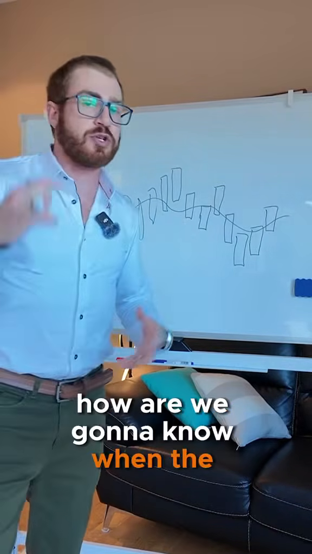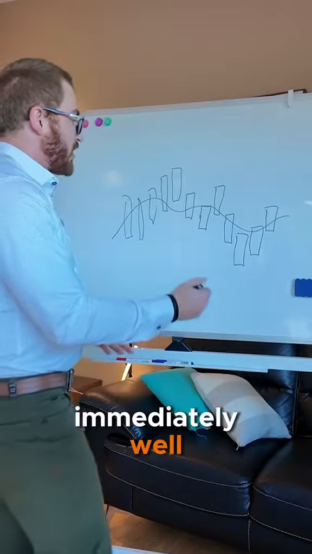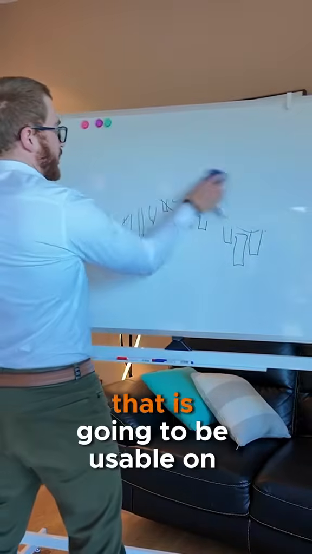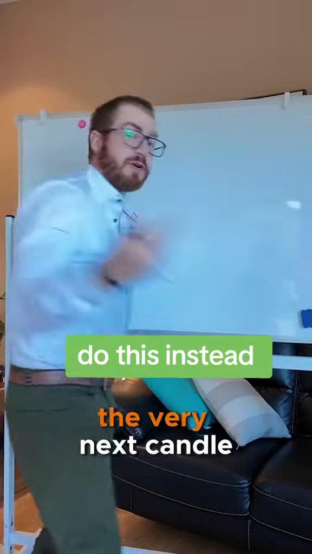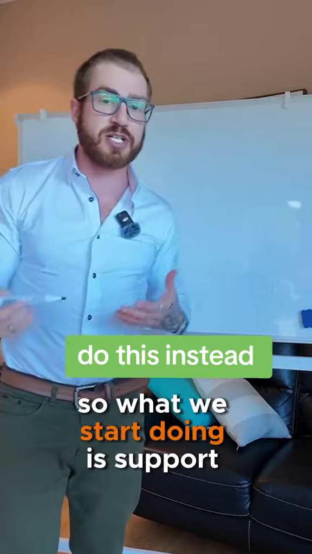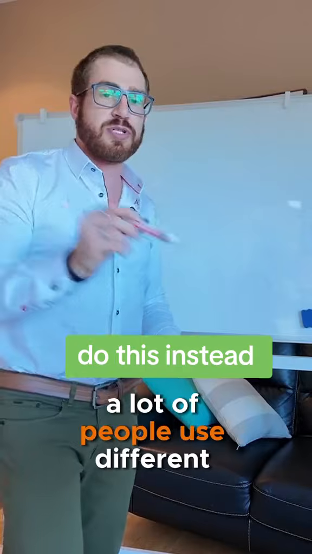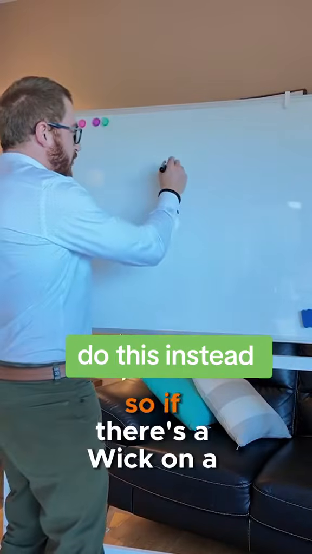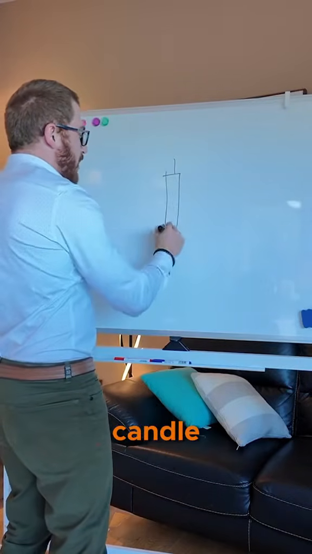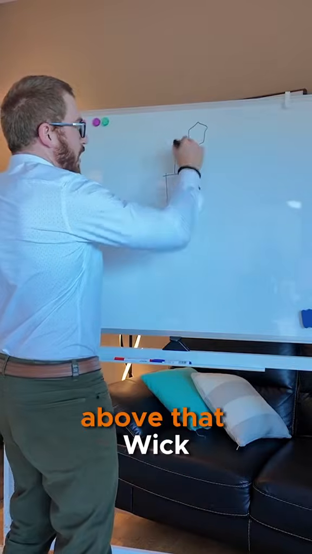So how are we going to know when the trend actually changes immediately? Well, we need to devise a system that is going to be usable on the very next candle. So what we start doing is support and resistance. We start doing structure breaks and whatnot. A lot of people use different pivot points. So if there's a wick on a candle, they might be looking for a break above that wick.